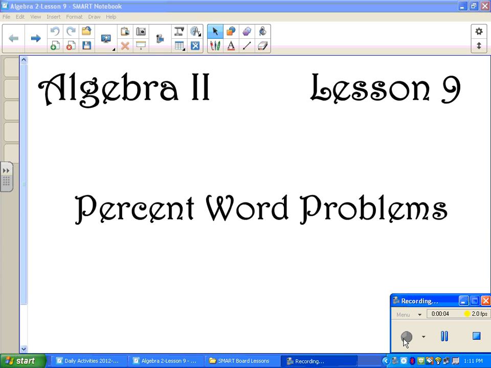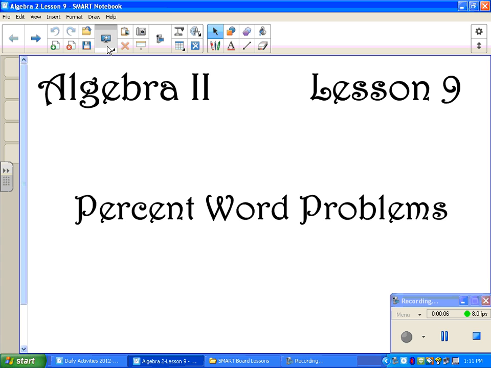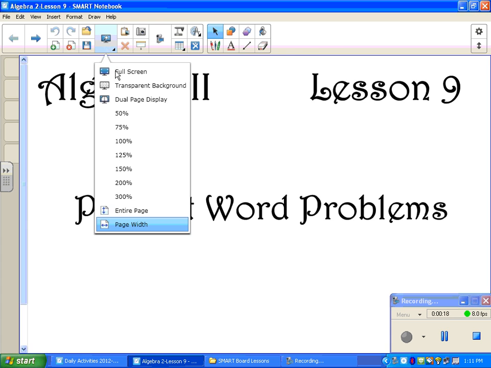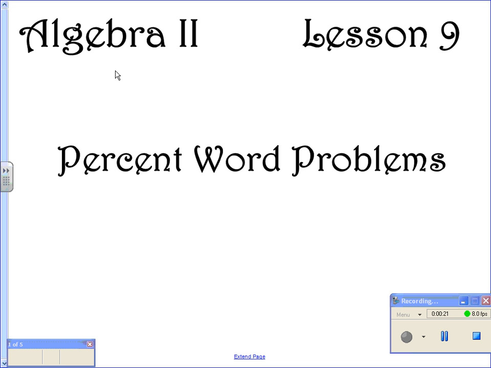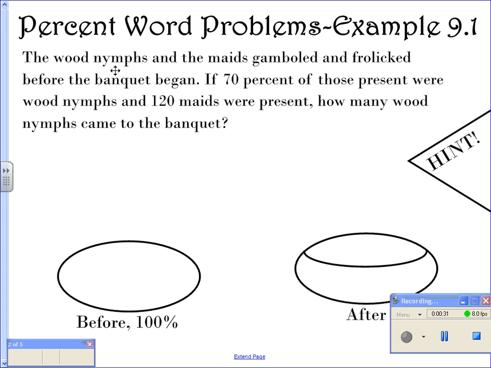So we're looking at lesson 9. We're looking at percent word problems. We looked at percent problems last Friday. Remember where we have before and after the circles? We're going to be looking at those, but using word problems instead of just "18 is 20% of what?"